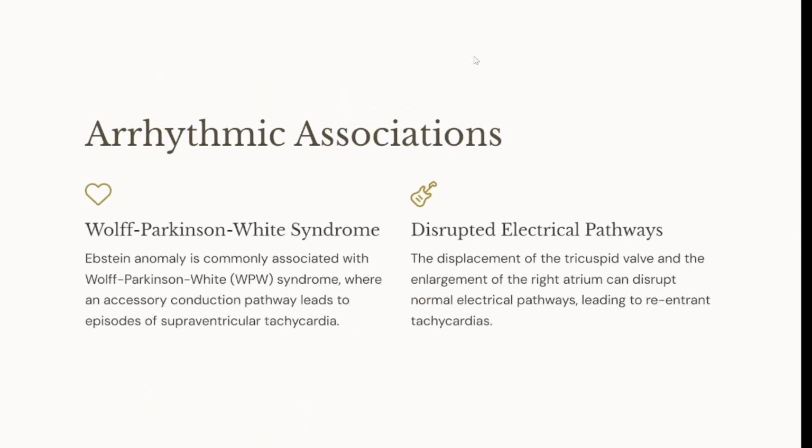Question 4. Explain the association between Ebstein anomaly and arrhythmias. Ebstein anomaly is commonly associated with arrhythmias due to the displacement of the tricuspid valve and the enlargement of the right atrium, which can disrupt normal electrical pathways and lead to reentrant tachycardias. The most common associated arrhythmia is Wolff-Parkinson-White, WPW syndrome, where an accessory conduction pathway leads to episodes of supraventricular tachycardia.